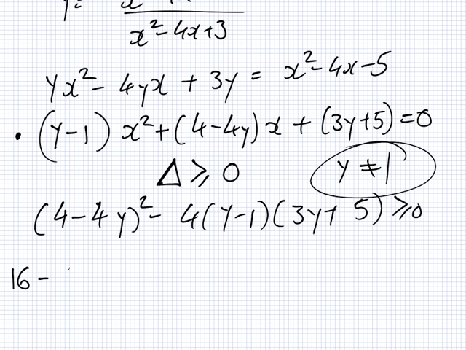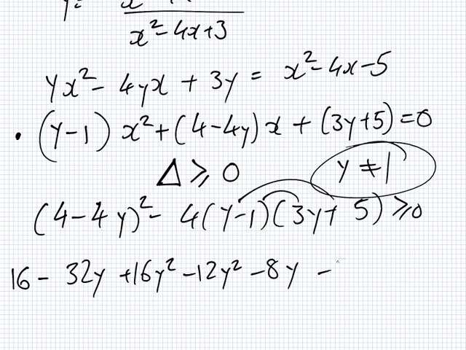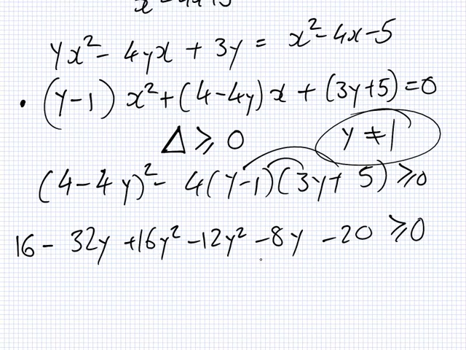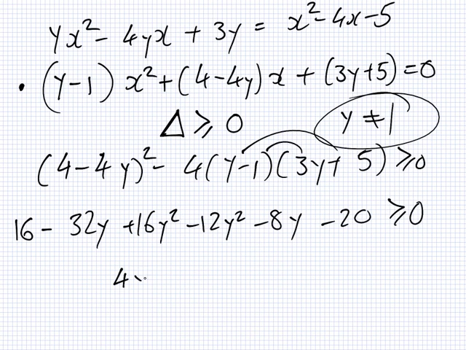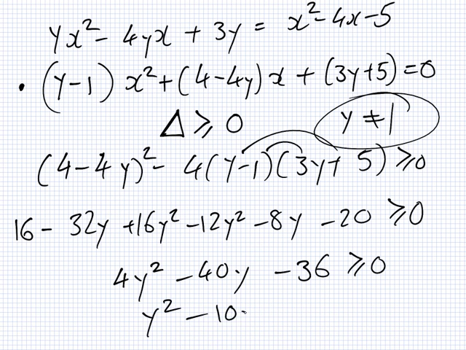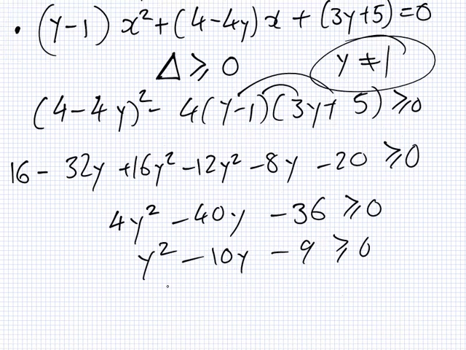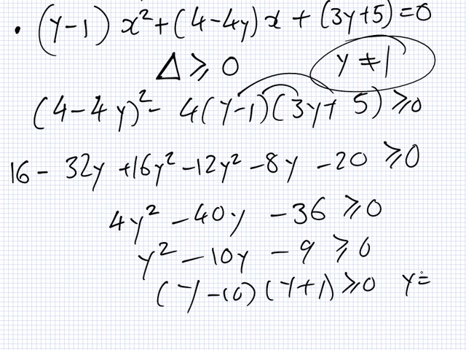Let's remember this. 16 minus 32y plus 16y squared minus 12y squared, for goodness sake, minus 3y plus 5y is 2y, minus 4 is minus 8y, minus 20 needs to be bigger than 0. 4y squared minus 40y minus 36 bigger than or equal to 0. y squared minus 10y minus 9 bigger than or equal to 0. y minus 10y plus 1 bigger than or equal to 0. y does not equal 1.